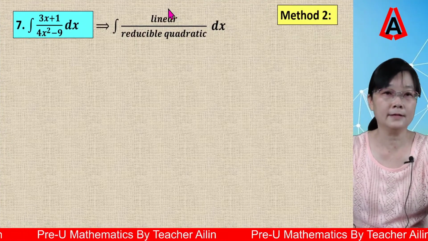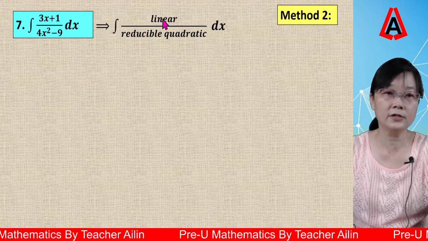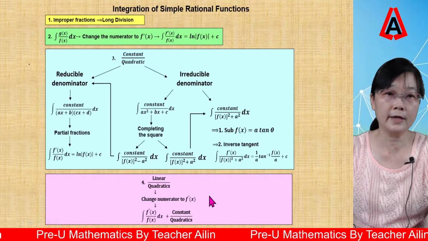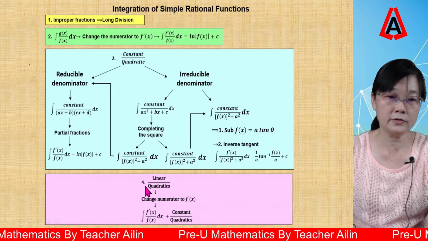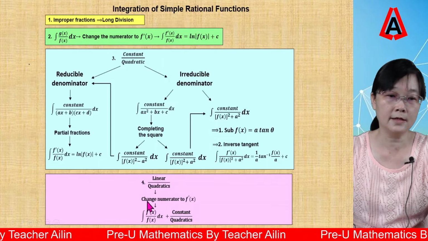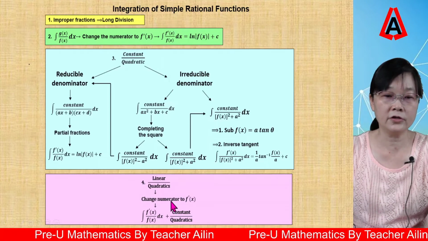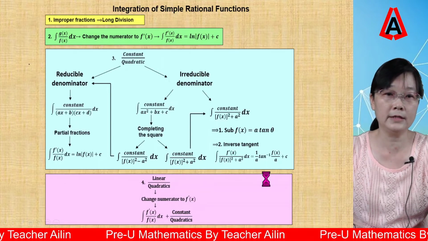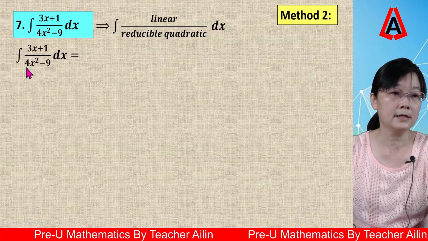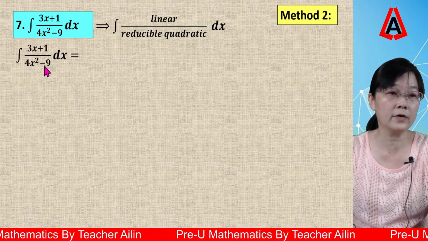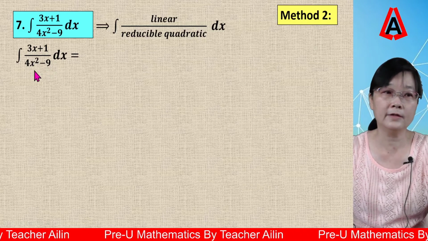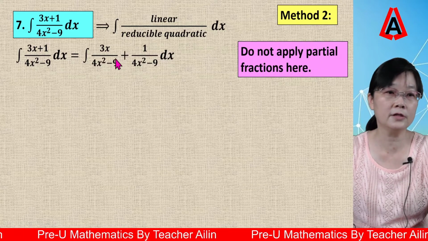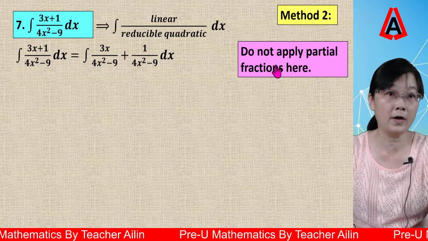Now for the second method, since this rational function is in the form where the numerator is linear, when we look at the mind map, I'm going to use this method to find the answer. That is, first I try to change the numerator into the derivative of the denominator. First step: since the denominator is 4x squared minus 9, the derivative is 8x. So first I separate the rational function here without using partial fractions.